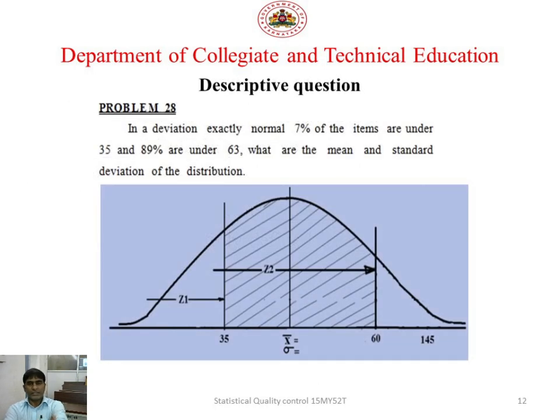I have a descriptive question for you. You should solve this question. In a distribution exactly normal, 7% of the items are under 35 and 89% are under 63. What are the mean and standard deviation of the distribution?